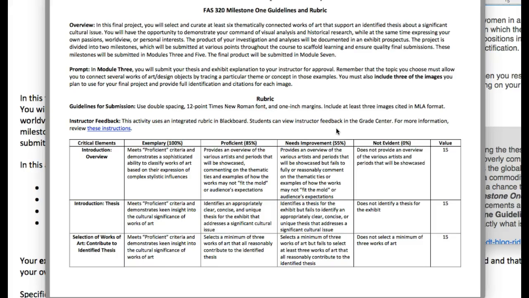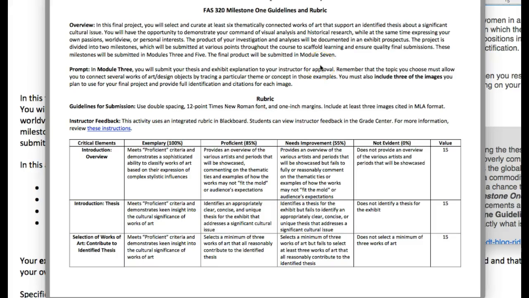So for those of you who I've asked to reconsider your approach, the reason mainly is that one of the main objectives of this assignment is to connect works of art that support an identified thesis. Okay, so that means they all need to be connected, an identified thesis. But it continues on to say, and I'll start from the beginning, connected works of art that support an identified thesis about a significant cultural issue. Okay, so that is where I think a few of us got caught up in the cultural issue.